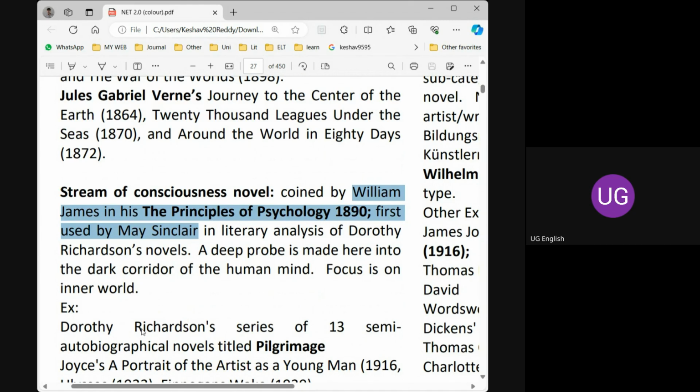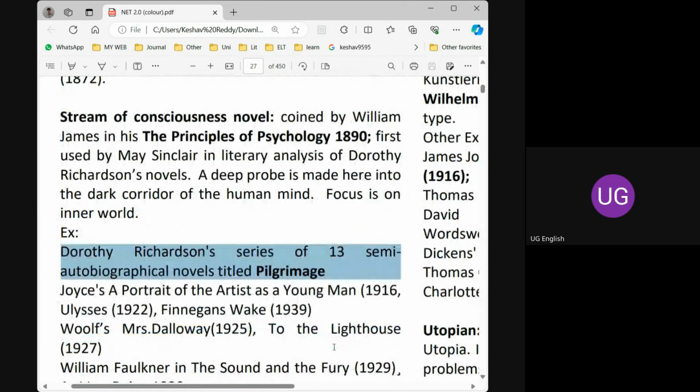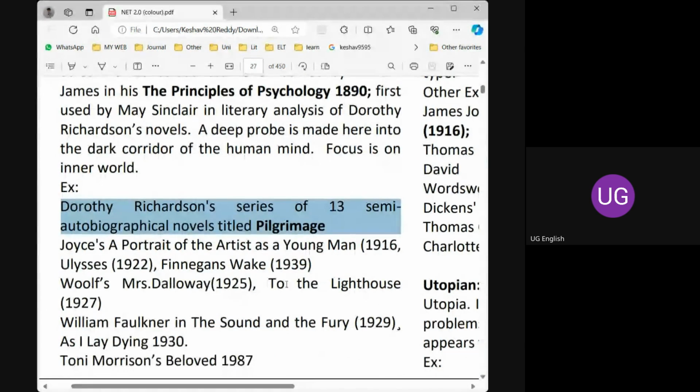So, very important. Dorothy Richardson is the prime exponent of this stream of consciousness novel because she has written 13 novels. So this is very important.